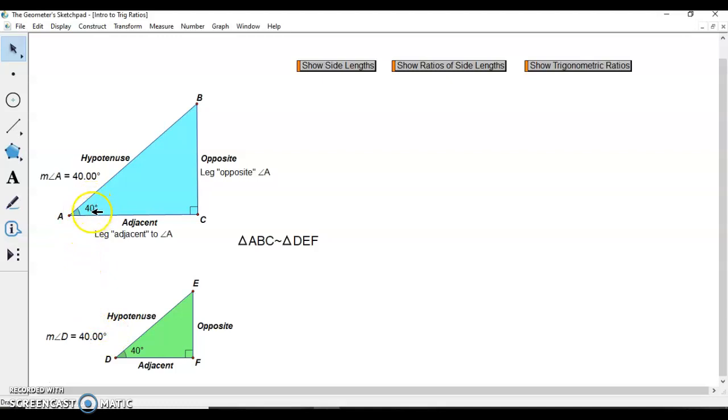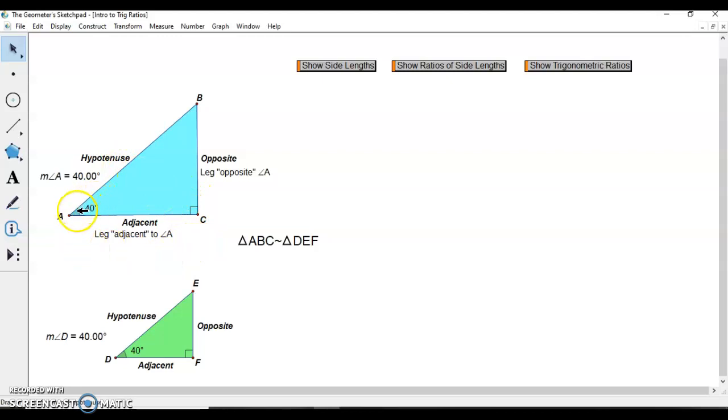So let's talk about angle A. Here's angle A in my triangle, and there's a 40-degree angle. I just arbitrarily chose 40. It can be any acute angle measure whatsoever. Now, relative to this angle, there are three sides to this triangle. The obvious side that never changes is the hypotenuse. The hypotenuse is always the side that's directly across from the right angle. It is the longest side of that right triangle.